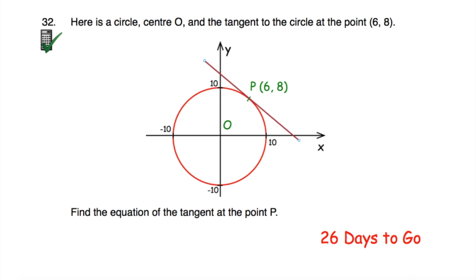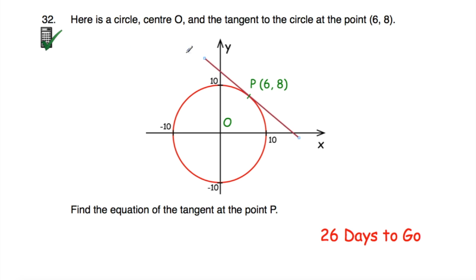Okay, let's have a look at our last question, question number 32. Question number 32 is on the equation of a tangent to a circle. We covered that with 26 days to go, and we want to find the equation of this tangent. Remember the equation of a tangent is in the form y = mx + c. So we want to find the gradient and the y-intercept for this tangent.